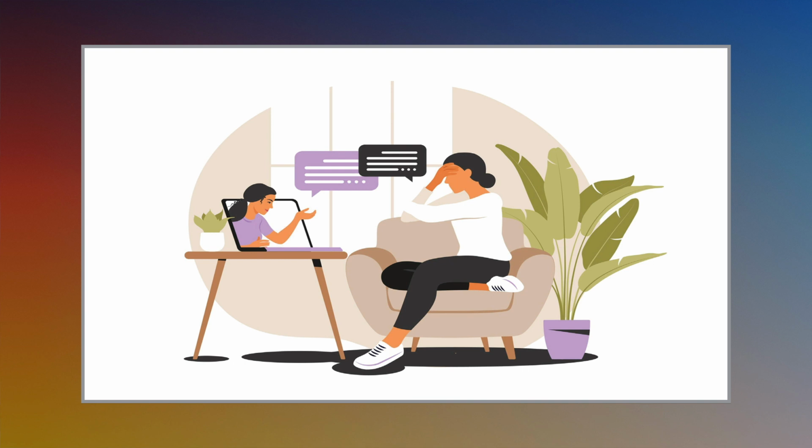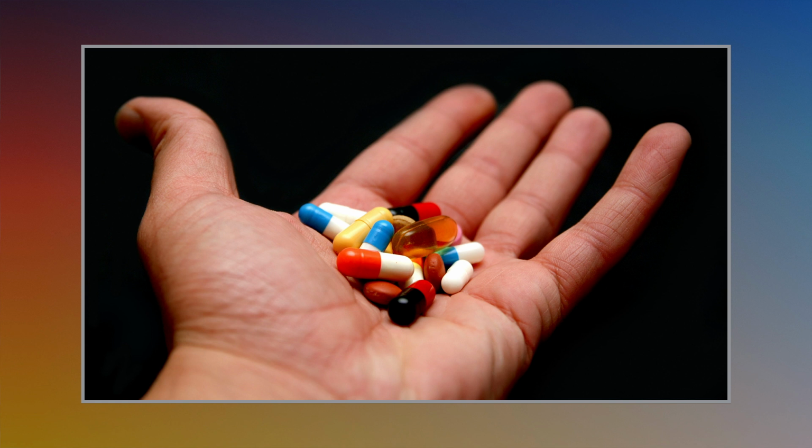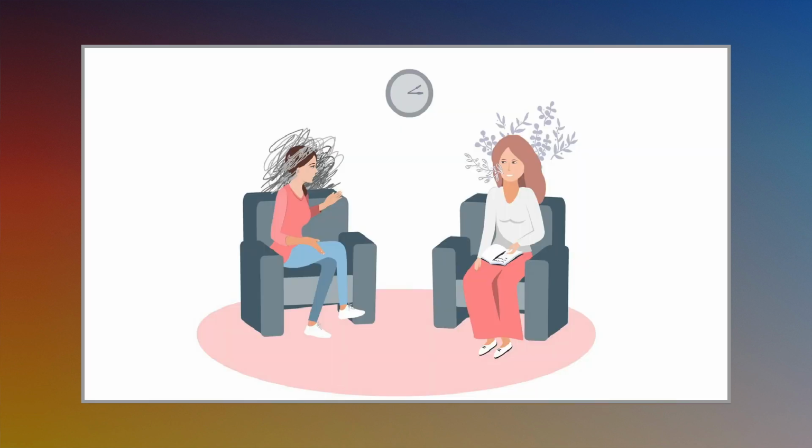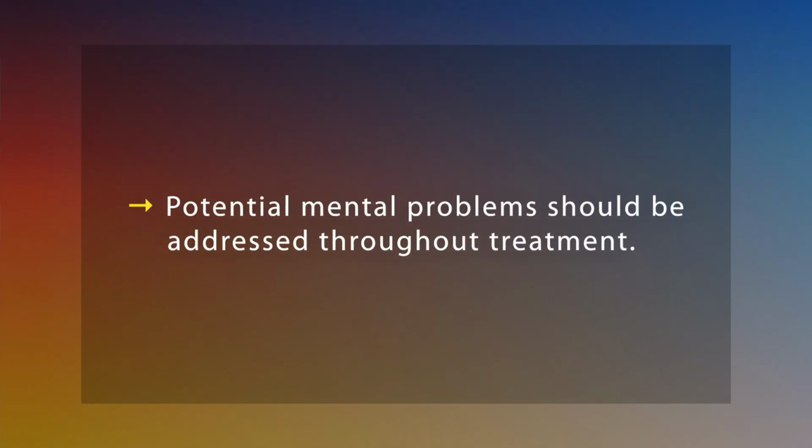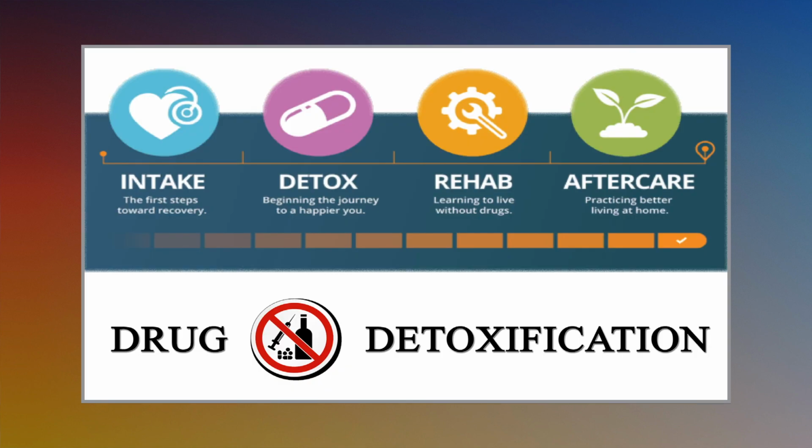The most often utilized types of therapy are counseling and other behavioral therapies. And the next principle states, medications are frequently a crucial component of treatment, particularly when used in conjunction with behavioral therapies. And to accommodate the patient's evolving demands, treatment regimens must be often evaluated and updated. Other potential mental problems should be addressed throughout treatment. Detoxification with medical assistance is merely the beginning of the healing process. Treatment is still effective even when it is not voluntary, and drug use must be closely monitored during treatment.